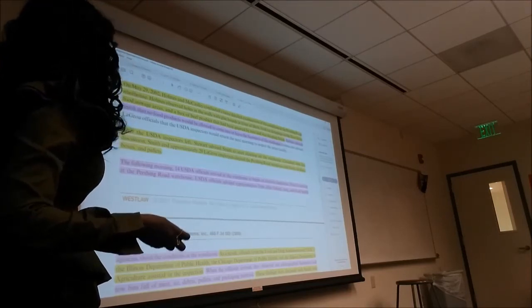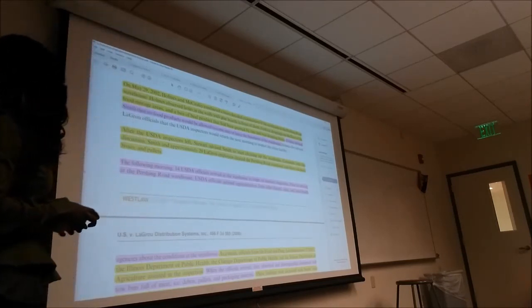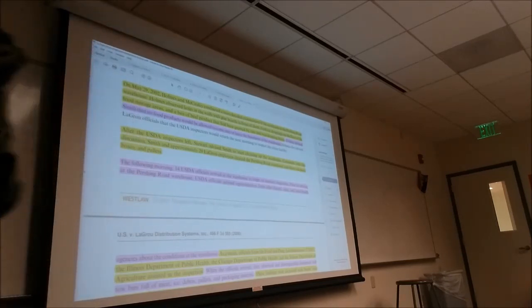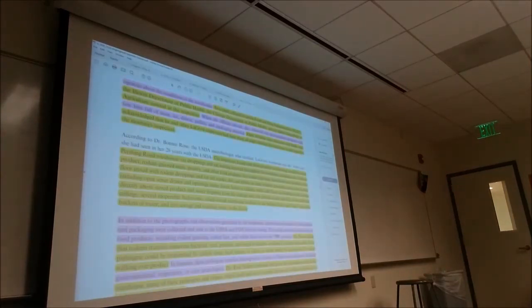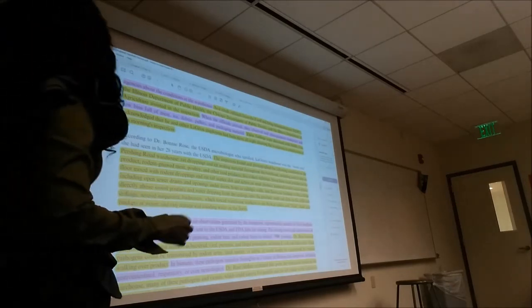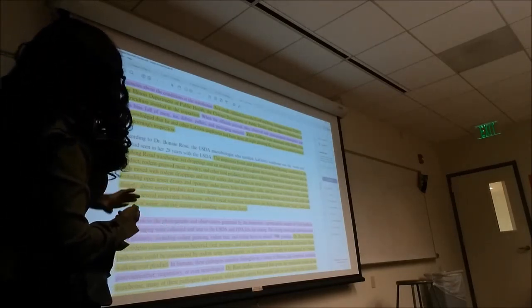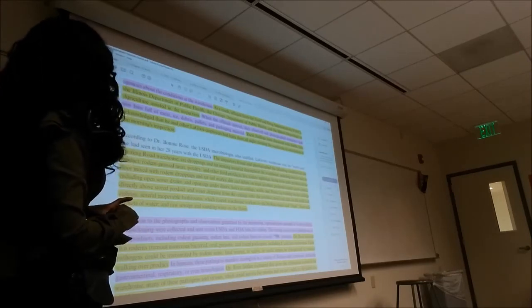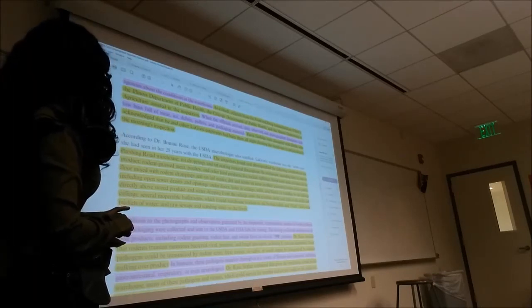Prior to arriving at the Pershing warehouse, USDA officials advised representatives from other federal, state, and local health agencies about the conditions at the warehouse. So now this is how they are able to build up the criminal charges. As a result, officials from the FDA, the Illinois Department of Public Health, the Chicago Department of Public Health, and the Illinois Department of Agriculture assisted in the inspection.